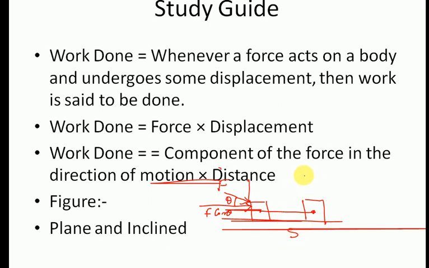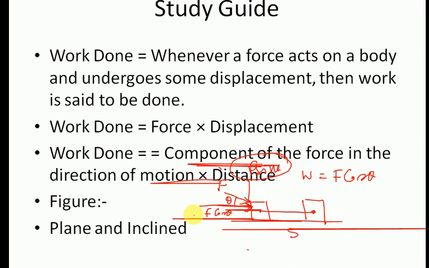So what is the total work done? Work done will be force into displacement, now F cos theta. In the first figure there was only F, but now there is F cos theta. Why F cos theta? Because the component of the force that is displacing the body is F cos theta. F sin theta is just acting opposite to the gravity.